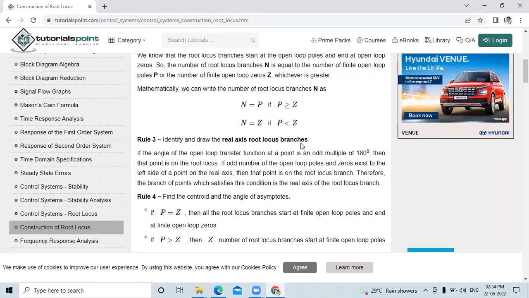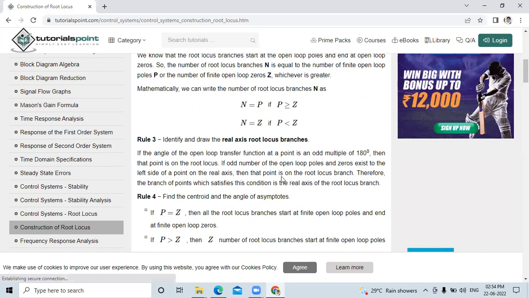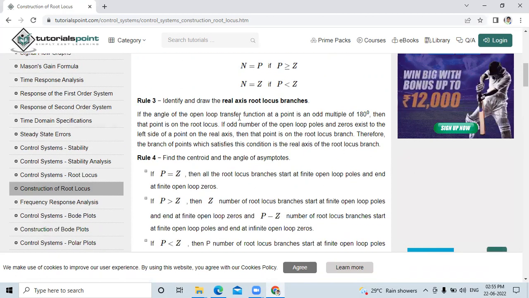Where does a root locus branch exist? If an odd number of open loop poles and zeros exist to the left side of a point on the real axis, then that point is on the root locus branch. Therefore, the set of points which satisfies this condition is the real axis root locus branch. And if the angle of the open loop transfer function at a point is an odd multiple of 180 degrees, then that point is on the root locus.